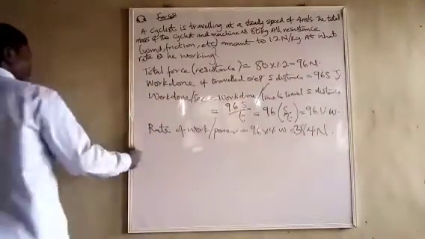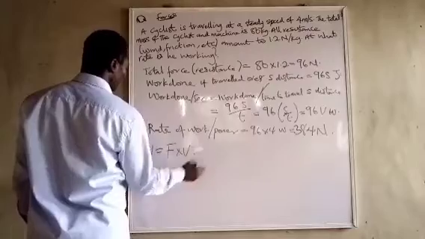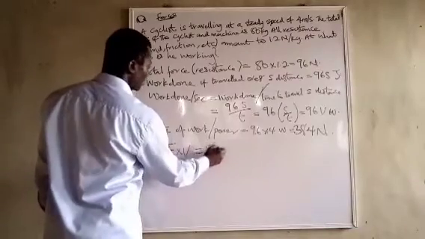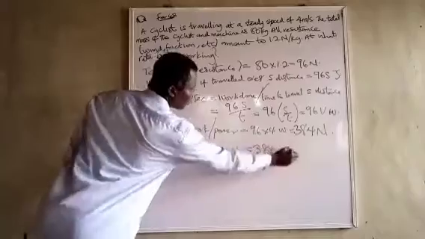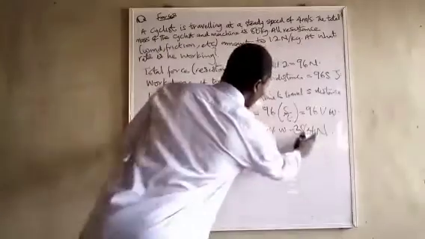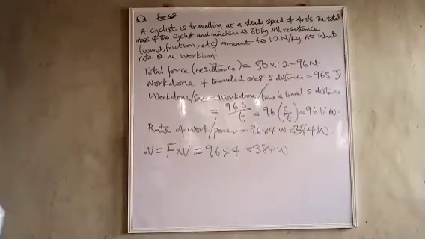So you could have done it straight and say P is equal to F times v. That is it, straight. And that will be 96 times 4. And you have 384 watts. So this is watts. 384 watts.